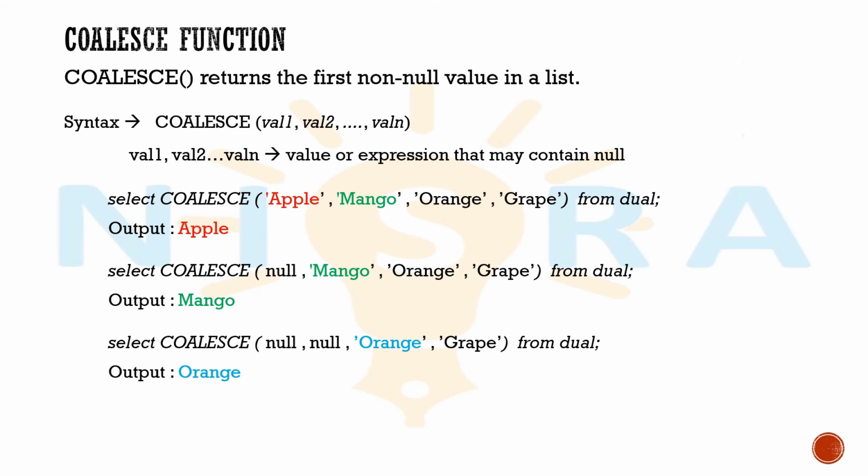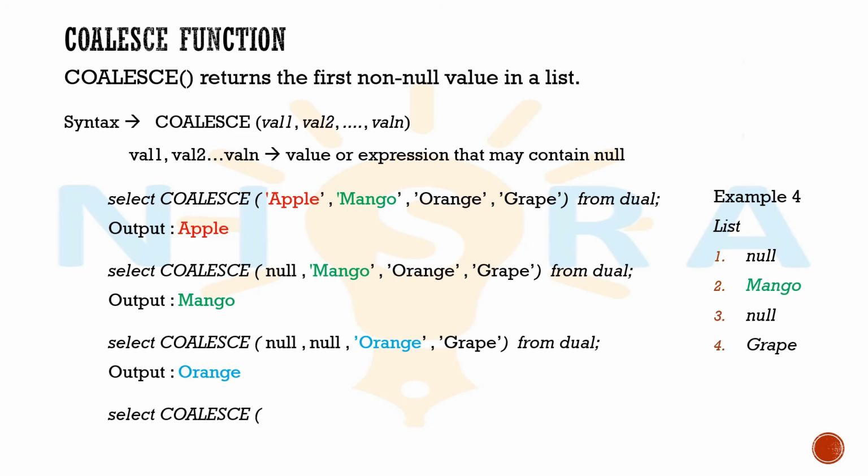We look into another example also. Consider I have a list like null, mango, null, grape. To find the first non-null value, you can use COALESCE as select COALESCE of null, mango, null, grape from dual. Here the first non-null value is mango, so the output will be mango.